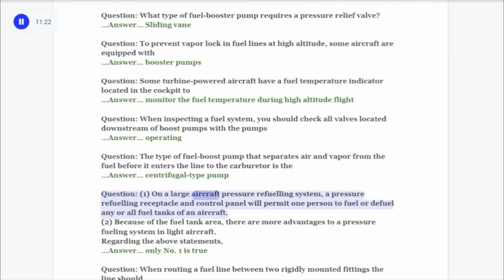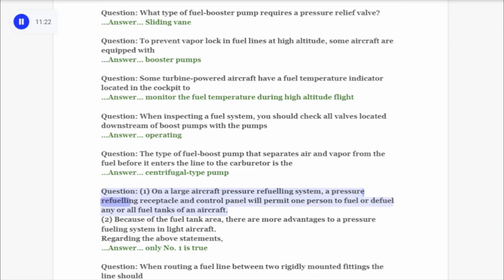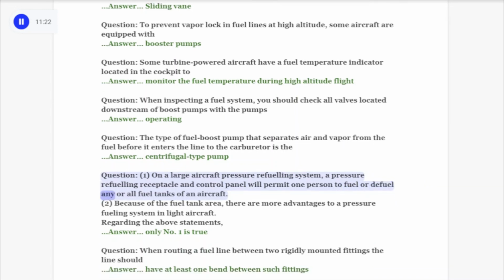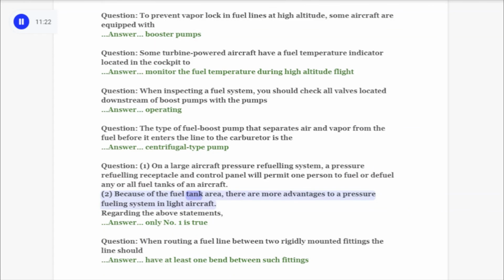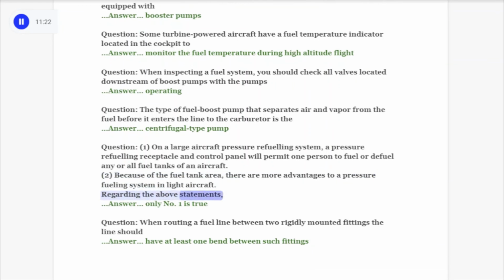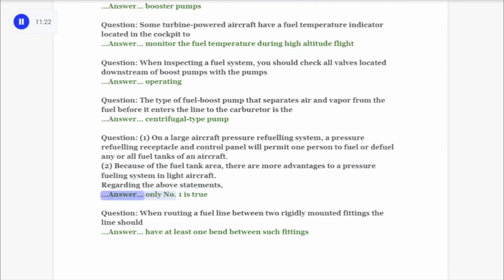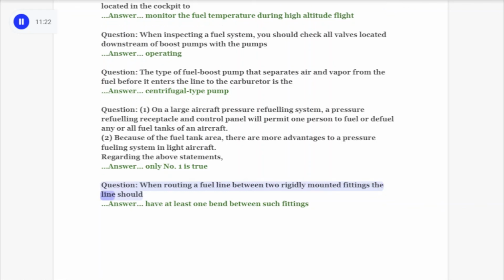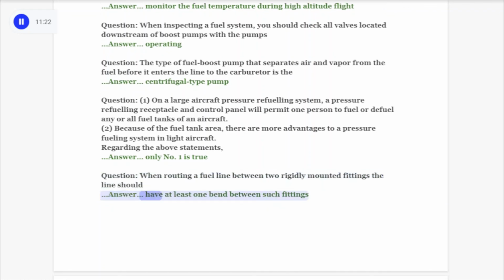Question: 1. On a large aircraft pressure refueling system, a pressure refueling receptacle and control panel will permit one person to fuel or defuel any or all fuel tanks of an aircraft. 2. Because of the fuel tank area, there are more advantages to a pressure fueling system in light aircraft. Regarding the above statements. Answer: only number 1 is true. Question: when routing a fuel line between two rigidly mounted fittings, the line should. Answer: have at least one bend between such fittings.